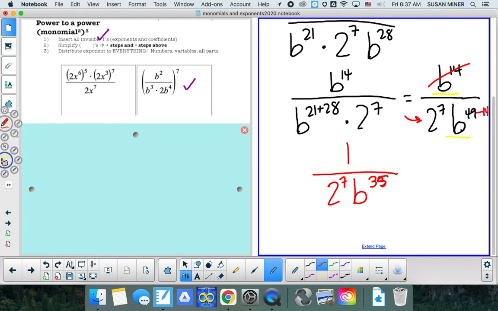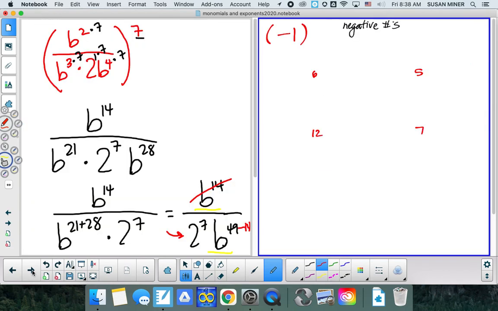Oops, 35 there. Okay, so then I can calculate out 2 to the 7th power and get 1 over 128 b to the 35th. So a couple of different methods for solving that. You will notice we got the same answer each time. And so it doesn't matter which way I decide I want to solve those problems. Let's have a little practice.